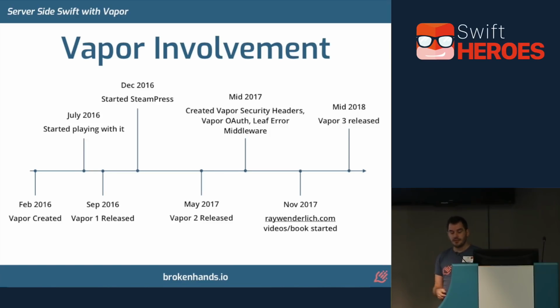And then Vapor 2 was released in May 2017, and over the course of the rest of the year, I created a few more projects, including things like Vapor Security Headers, which adds a load of security headers to your websites, and Leaf Error Middleware for doing custom 404 pages and things like that. And then in November 2017, I started working on the raywenderlich.com book and video series for Vapor. And then mid-2018, Vapor 3 was released. I say mid-2018. It was in May when the actual Vapor package was tagged, but it took another 3 months or so for the rest of the dependencies to be tagged and officially released.